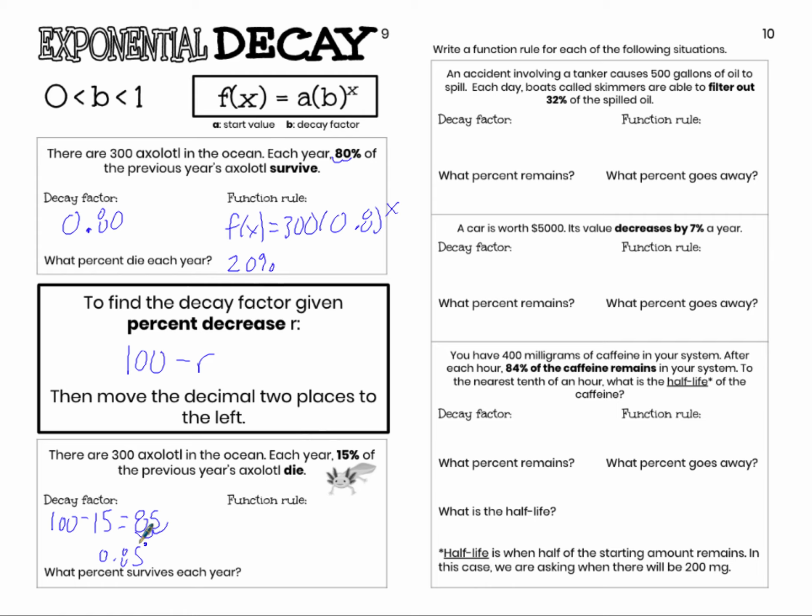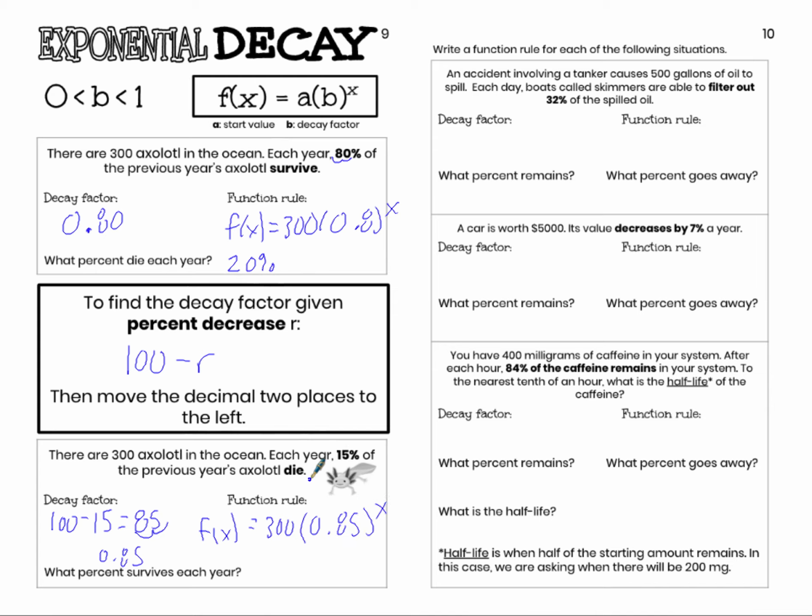My function rule will always be written with a decay factor representing how many are still alive or how many remain. So if I tell you how many remain, that goes straight into my decay factor. If I tell you how many die or decrease, then I have to use that to calculate how much remains. So my function rule is f of x equals start value of 300 times 85% repeatedly.